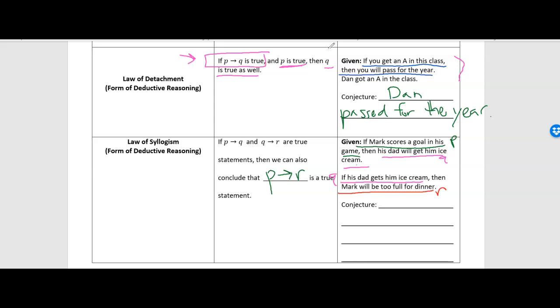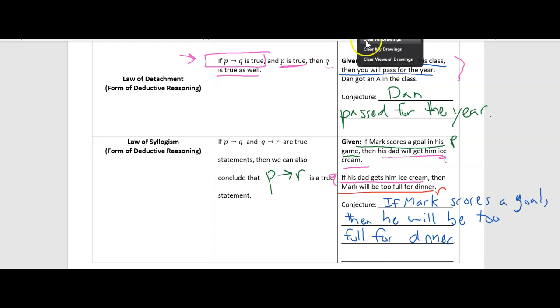So based on the law of syllogism, if P implies Q is true and Q implies R, then P implies R. That's also going to be a true statement. So based on our scenario, if Mark scores a goal in his game, then his dad will get him ice cream. And if his dad gets him ice cream, then Mark will be too full for dinner. Well, we can say that if Mark scores a goal, then he will be too full for dinner. And again, that's because this Q is linking both of these statements together. So we can essentially cut it out to make another true statement.